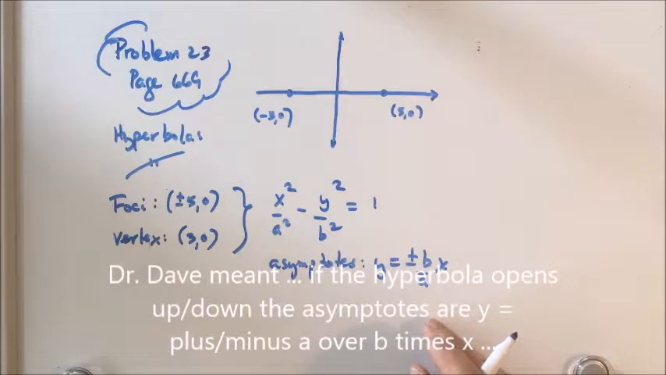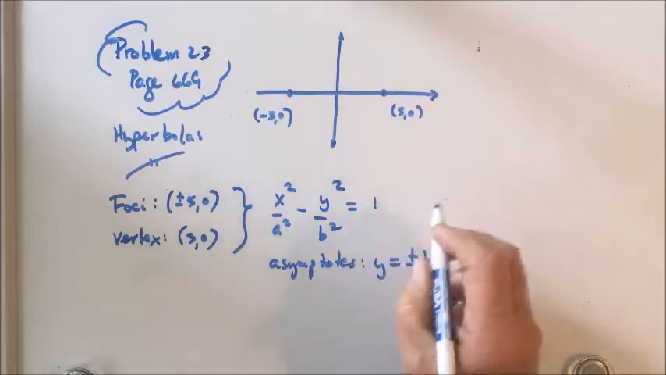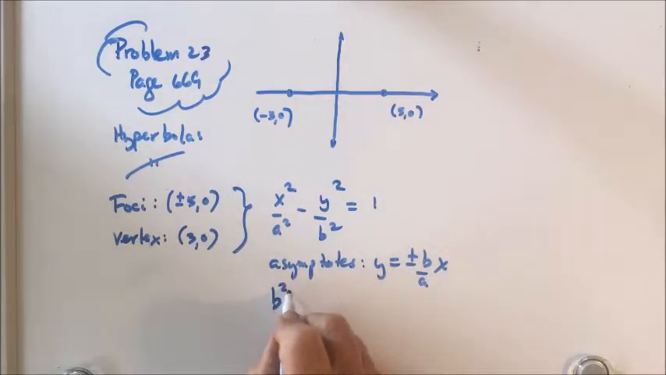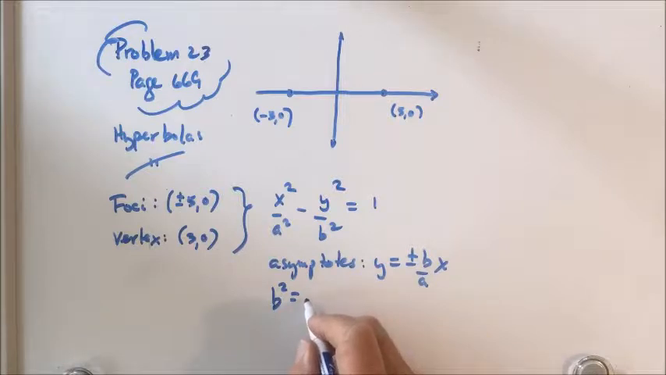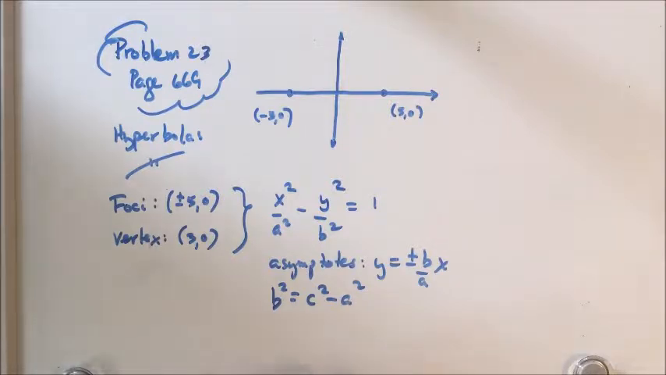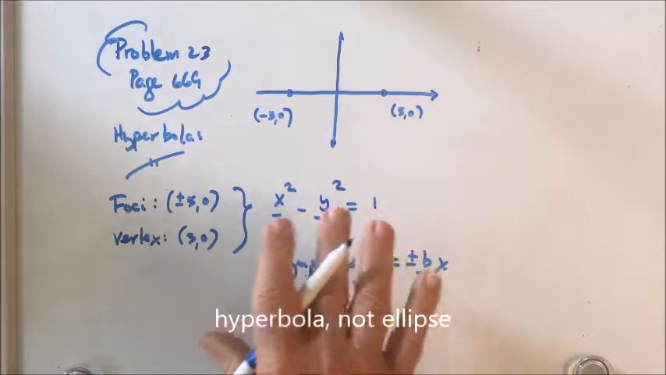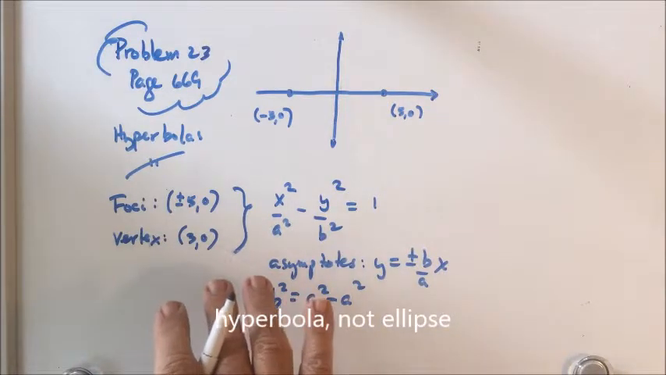And most importantly, what you're always going to need is this additional relationship. If you do the machinations with a and b, as we discussed for the ellipse, it'll always be the case that b squared is equal to c squared minus a squared. And this equation will hold whether the hyperbola opens left, right, up or down.